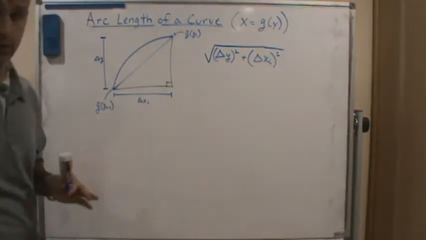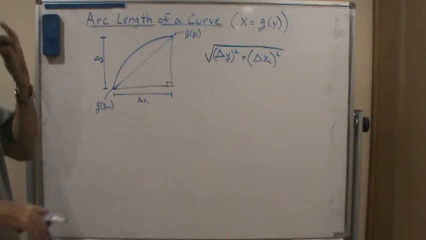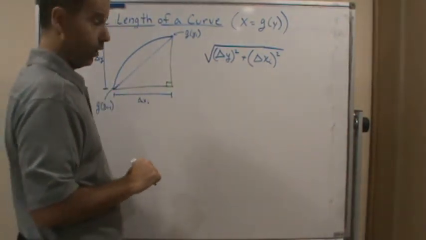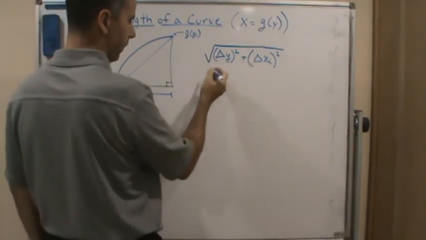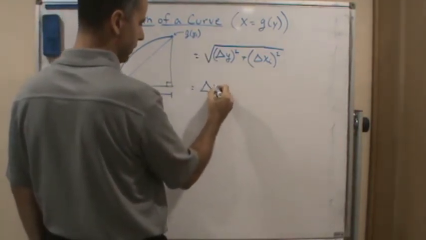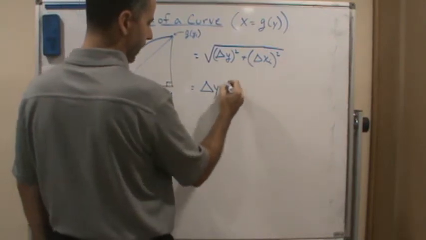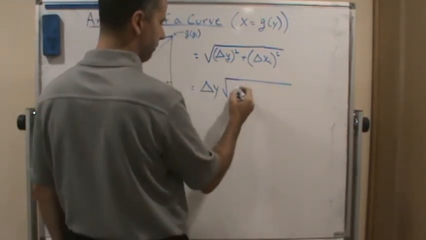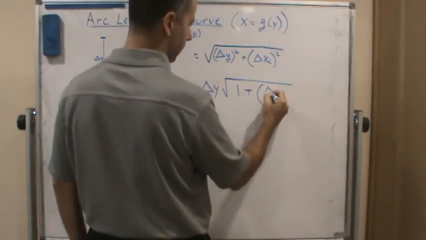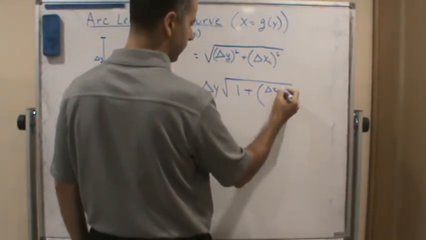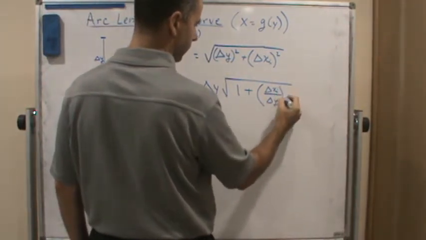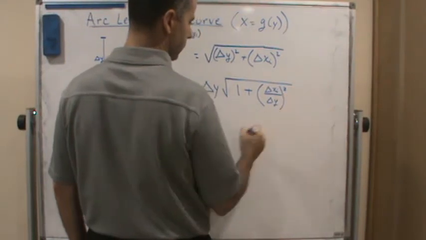And of course, if I do the same thing and I multiply the top and the bottom by delta y squared over delta y squared, then what I'm going to end up getting is very similar to the last one, but now I'm going to have a delta y, and then I'm going to have what? I'm going to have 1 plus delta x sub i over delta y, squared.